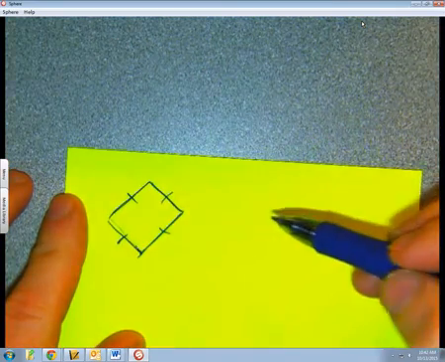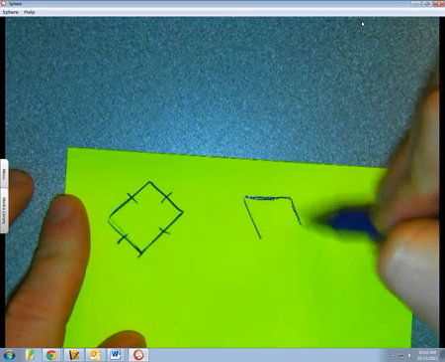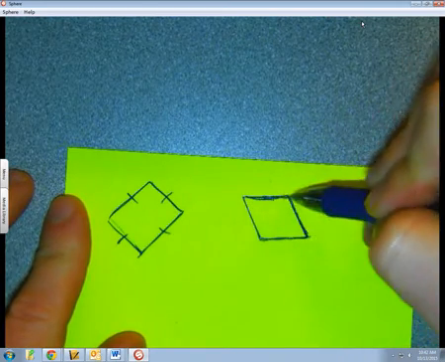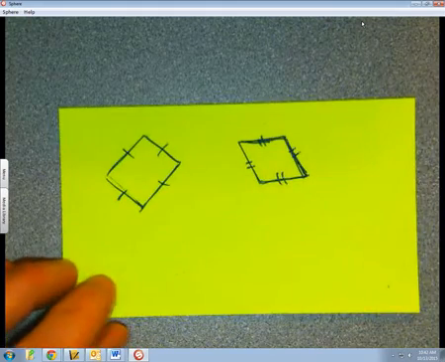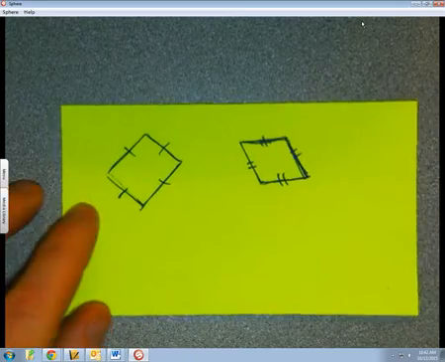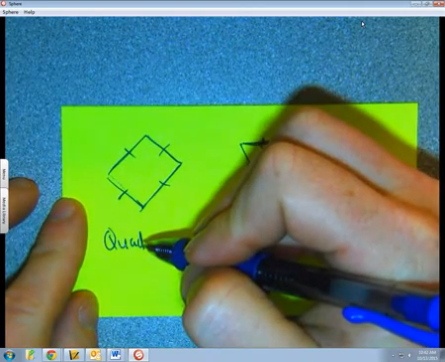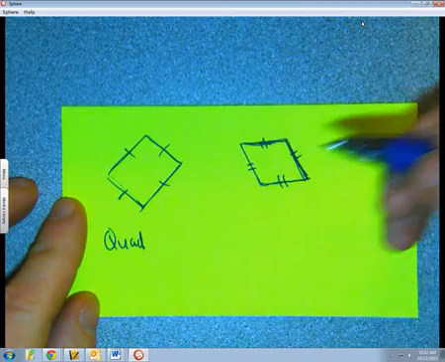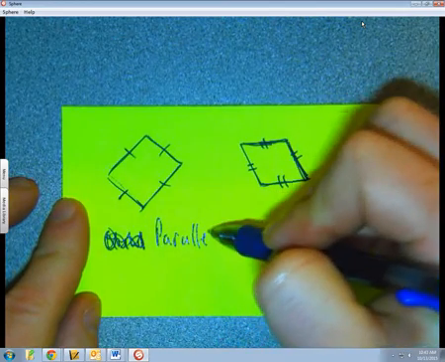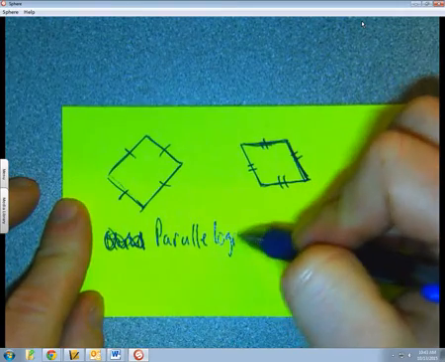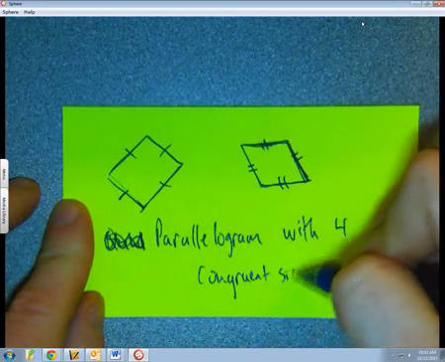Okay, so let's see. Oh yeah, okay. So let's get this kind of action working right here. These are obviously straight lines. So let's say, so rhombi have four congruent sides. Quadrilateral, oh, it's not just a quadrilateral. These are parallel as well, so let's scratch that off. So it's a parallelogram with four congruent sides.